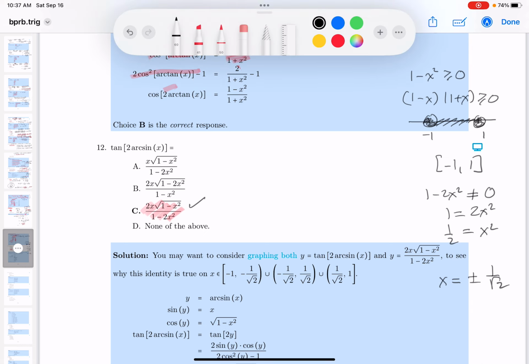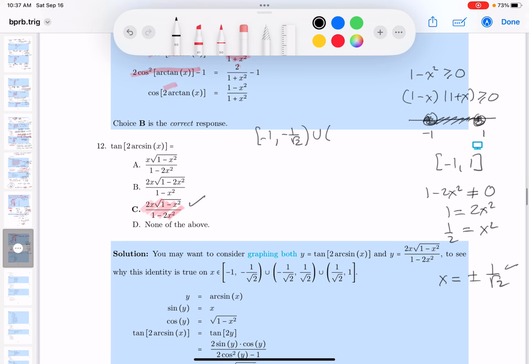All right? So if I were looking at this, I'd say it starts at minus 1. We'll talk about that in a moment. It goes up to minus 1 over root 2. It doesn't touch that because it would be division by 0. Union, minus 1 over root 2, and then it goes up to 1 over root 2. Can't touch that. Then it starts up at 1 over root 2, and it goes up to 1.